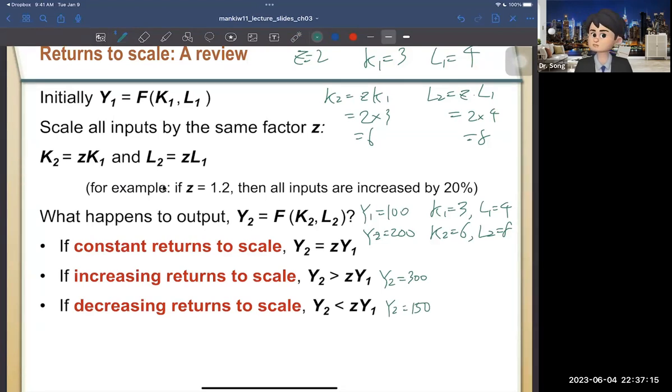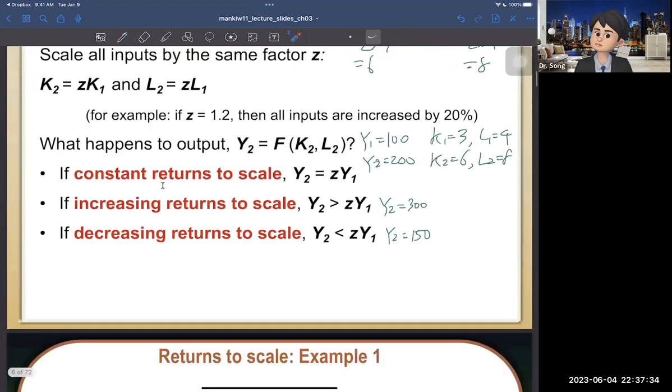Okay, so the equation itself is a little bit confusing, or it looks complicated. It's nothing. So double the input, output is also double. That's constant returns to scale. You double the input, but output is more than double. That's increasing returns to scale. You double the input, output is less than double. Then we call it decreasing returns to scale.